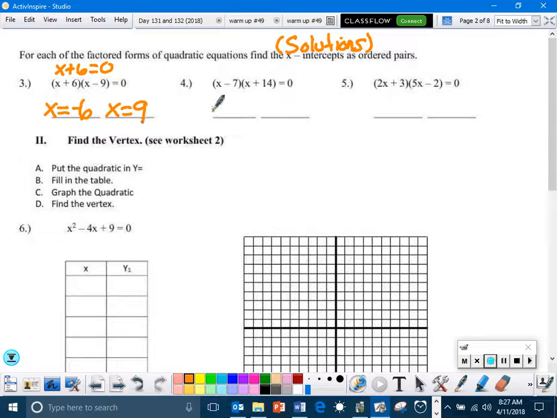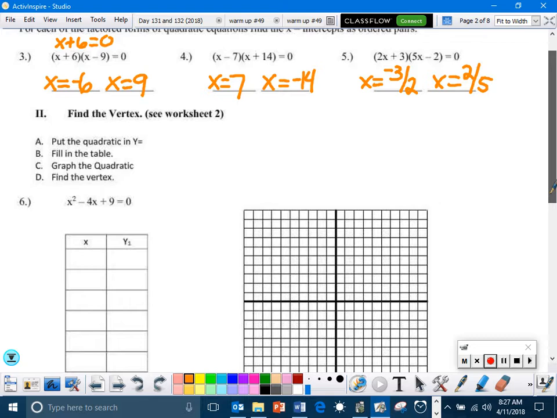Okay, number 4, same thing. This one would be positive 7. This one would be negative 14. Now, for number 5, we're going to make a fraction. So the first one would be negative 3 over 2. The number in front of x becomes the denominator. And then this one would be positive 2 over 5. All right, let's go to the next part.